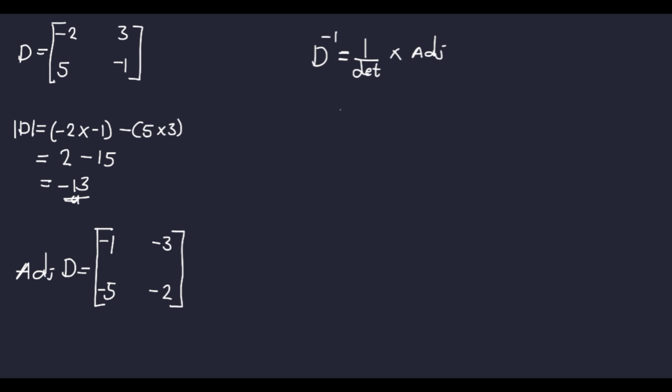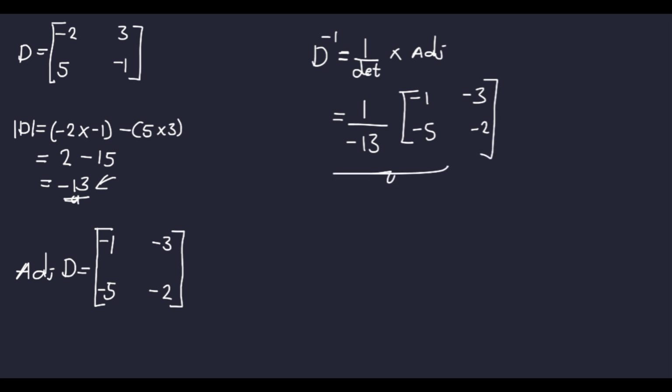So therefore our final answer now is 1 over the determinant. We can see that the determinant is negative 13. Then multiply by the adjoint. The adjoint is negative 1, negative 3, negative 5, then negative 2. So this is now our inverse. So you can just leave it here, or you can multiply negative 1 over 13 times every element from the adjoint. Now let's try another example. Okay, so let's say we have this matrix E.